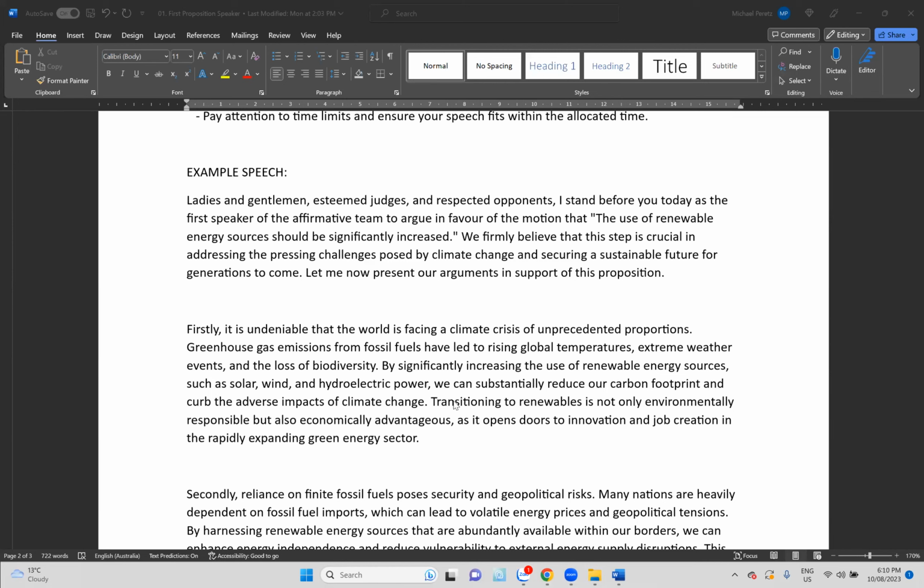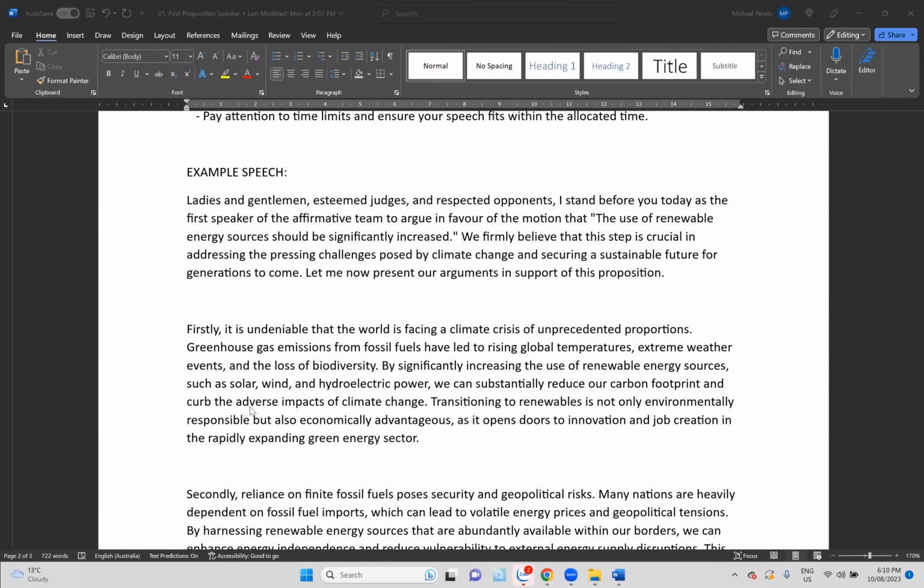And then we finish up with our linking sentence. So we tie this issue back to the main topic of the debate. So transitioning to renewables is not only environmentally responsible, but also economically advantageous as it opens doors to innovation and job creation in the rapidly expanding green energy sector. So we've tied it back to the motion. It lets the audience know that this is going back to the topic.